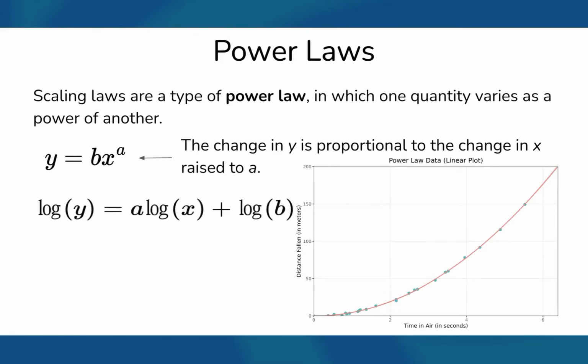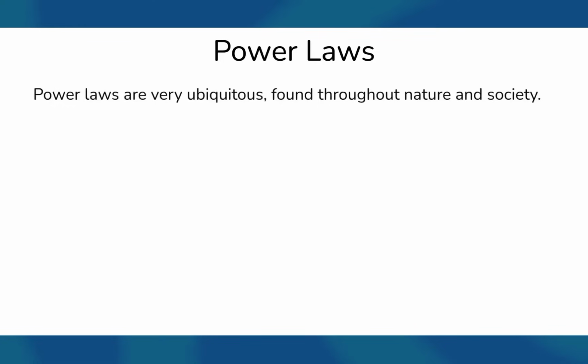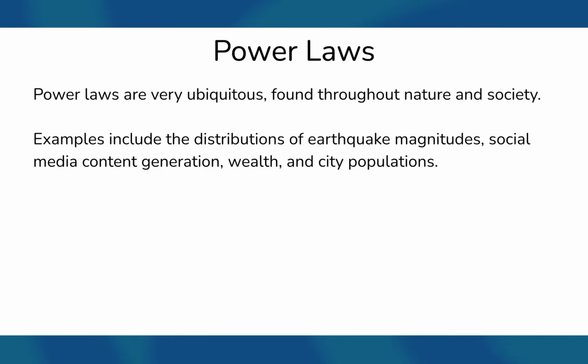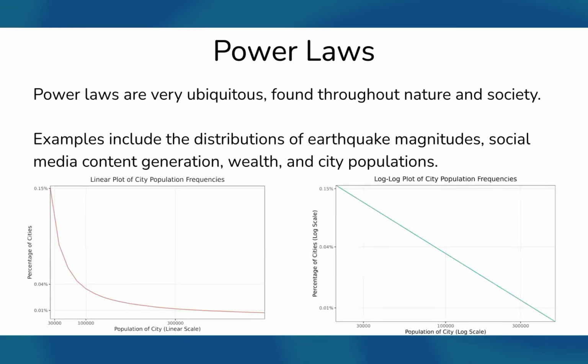And if we take the log of both sides, we can see that we have a quantity, log y equals a times log x plus another constant. This power law relationship is linear in this logarithmic space. x and y can vary together in a more linear way if we take the logs of both, which we'll see in a moment. But these power laws are very ubiquitous. They're not just specific to deep networks. They're found throughout nature and society. Earthquake magnitudes, social media content generation, wealth, city populations, etc., have associated power laws. Here's a power law, and if we took a log on both axes, then it would end up behaving linearly, and that's what will make it a power law.